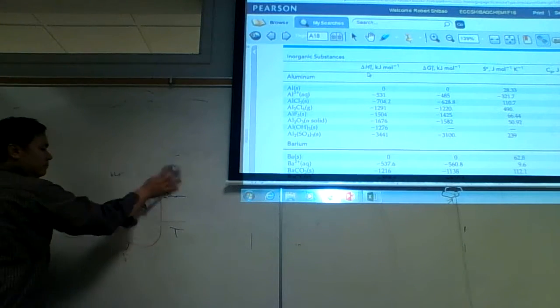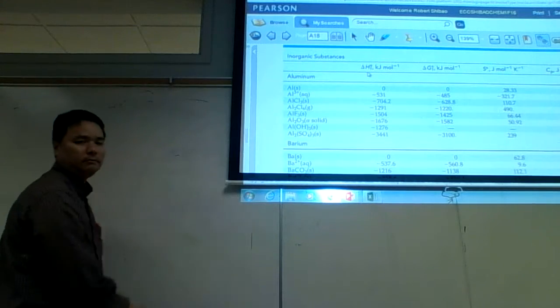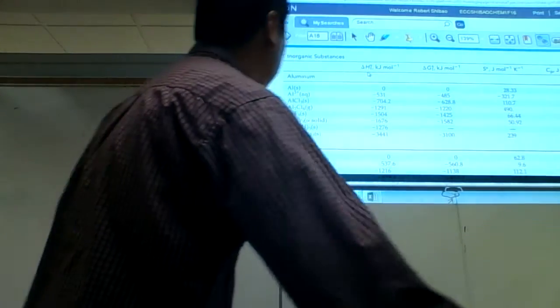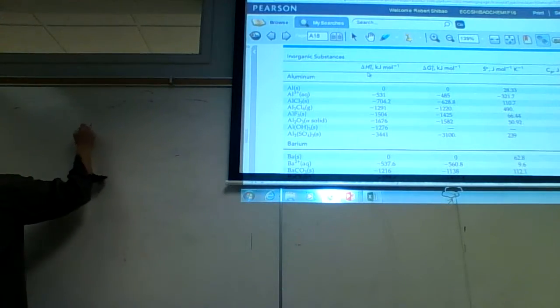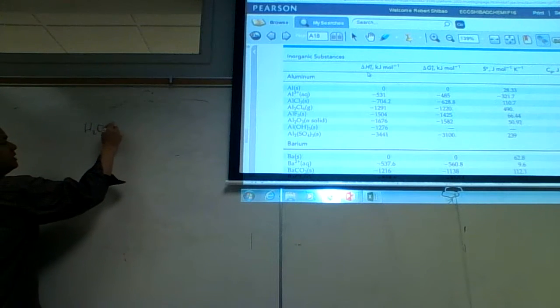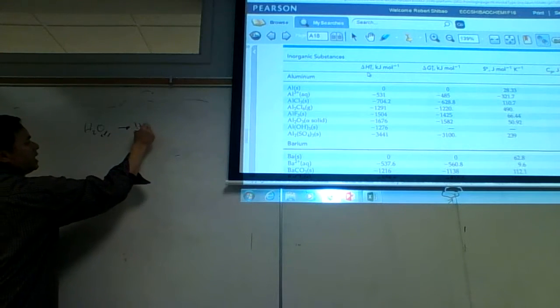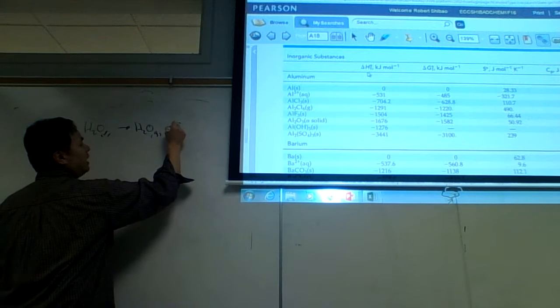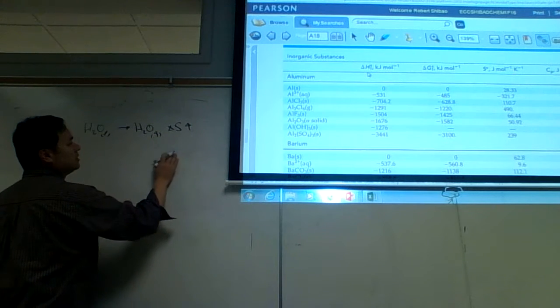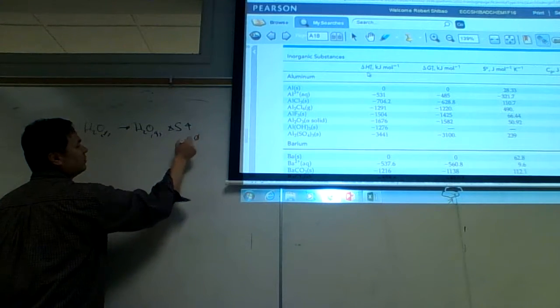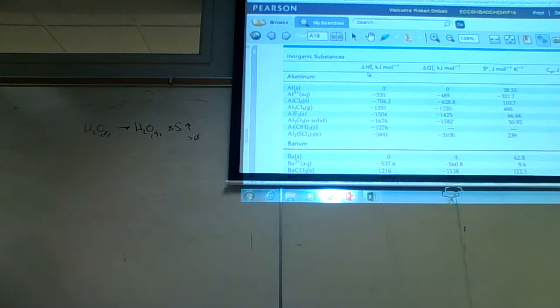We saw that going from H2O liquid to H2O gas involves an increase in entropy. So H2O liquid goes to H2O gas. Delta S for this should increase. That is, delta S is greater than 0. Entropy increases.